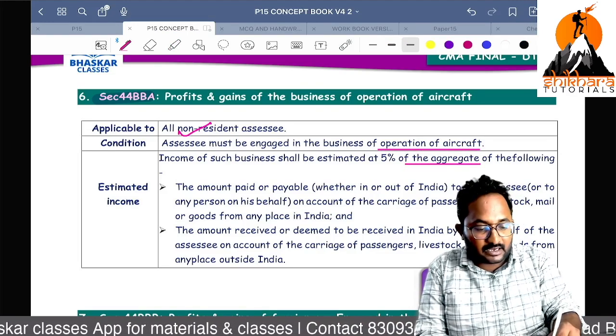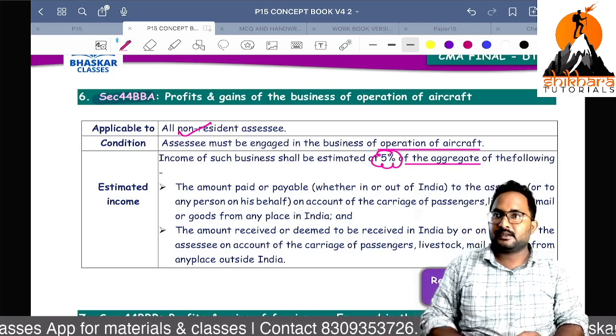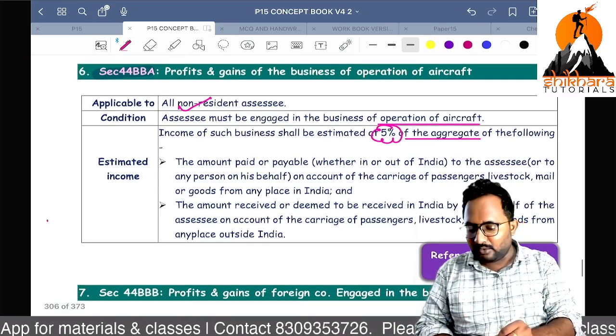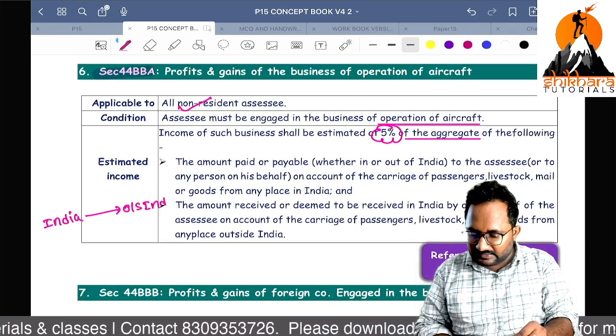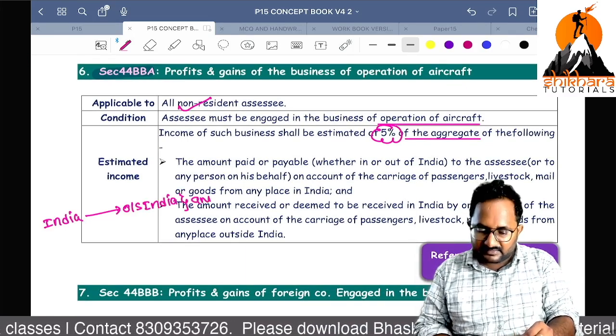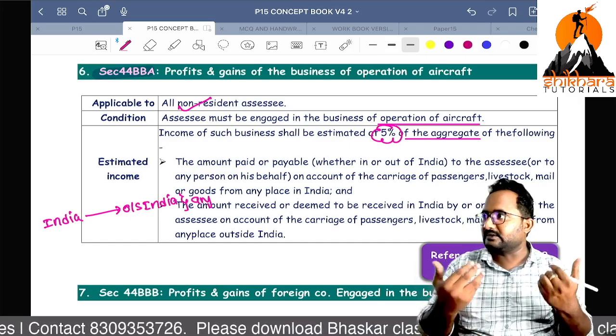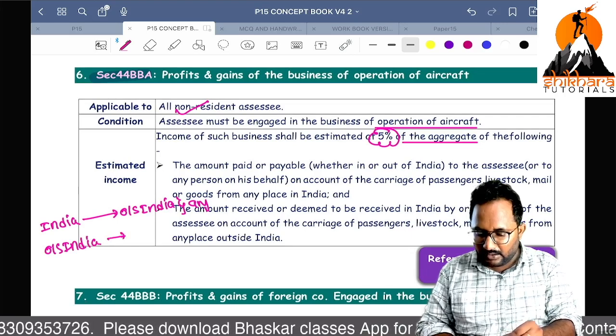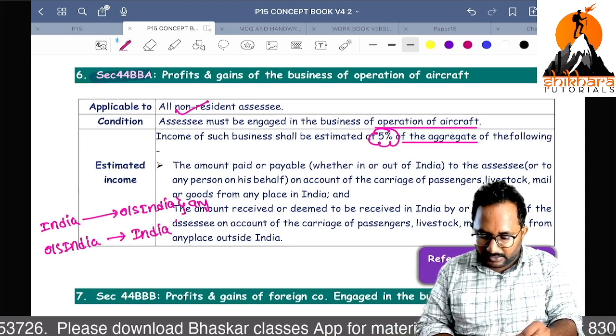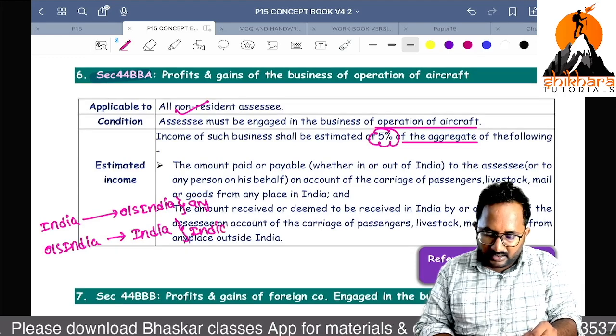On that amount, what percentage do we apply? 5%. Now, how do we calculate that amount? If the starting point is India to outside India, all the amounts can be included, whether received in India or outside India, deemed to be received, or yet to be received. If the starting point is outside India to India, then the amount included is only what is received in India.